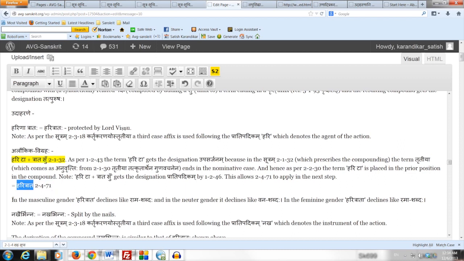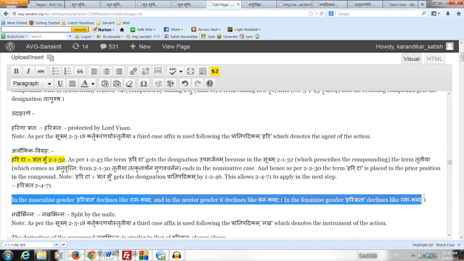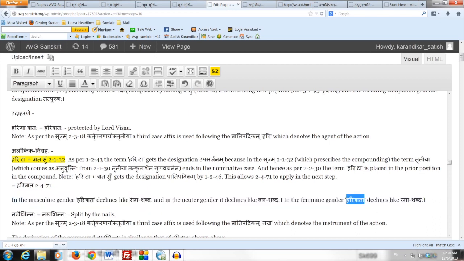Now in the masculine gender, Haritrata declines like Rama Shabdaha. In the neuter, it declines like Vana Shabdaha. In the feminine, it declines like Rama Shabdaha. Of course, in the feminine, the form is Haritrata. We have to add the affix tap in the feminine.